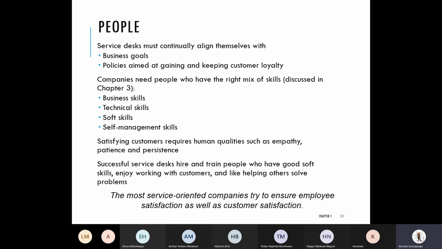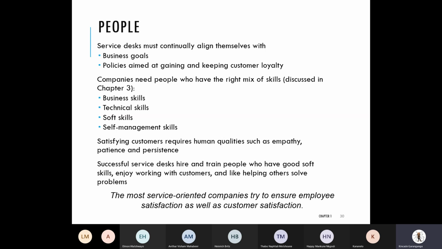And then again, still dwelling on your people. What we'll discuss in a bit more detail in the third learning unit is understanding that these individuals that are part and parcel of the service desk space will need to have the appropriate business skills, appropriate technical skills, appropriate soft skills, which is the way of engaging with your clientele. And then again, self-management skills in that regard. So it's something we'll discuss in a bit more detail a little later on.